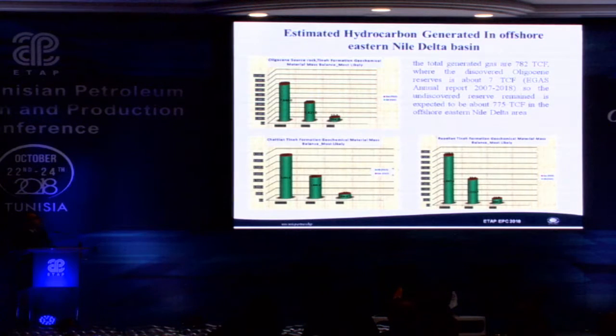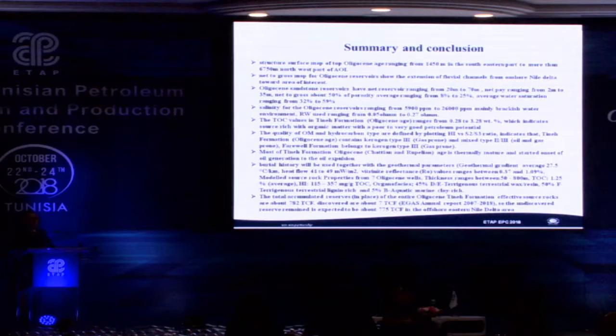The total generated gas is about 778 TCF. We discovered only about 7 TCF in the area. So the undiscovered remaining reserve is about 775 TCF in the offshore Eastern Nile Delta. Now go to the summary and conclusion.